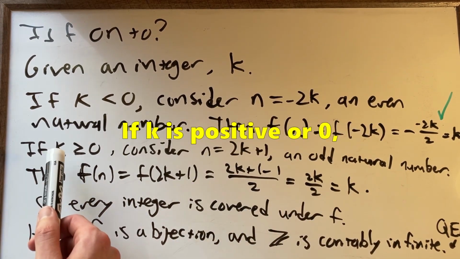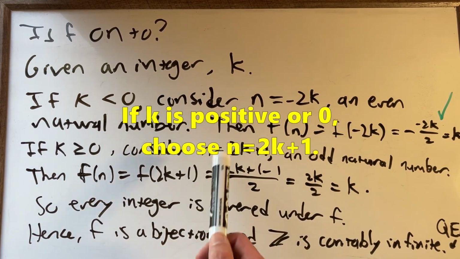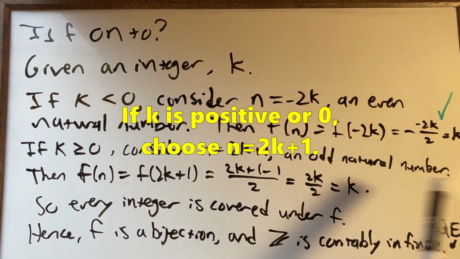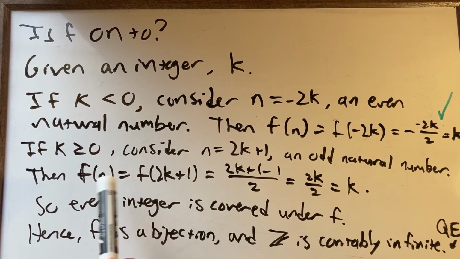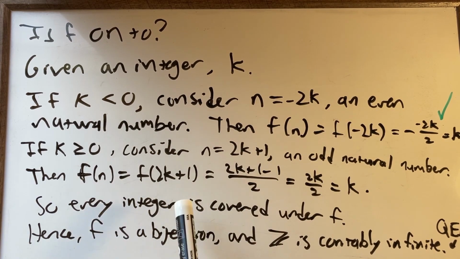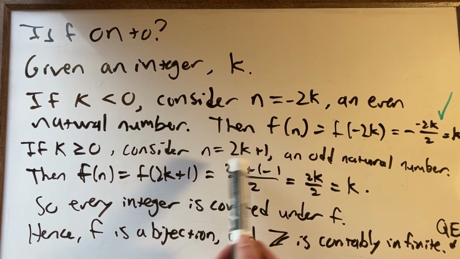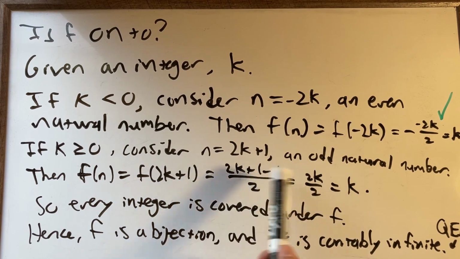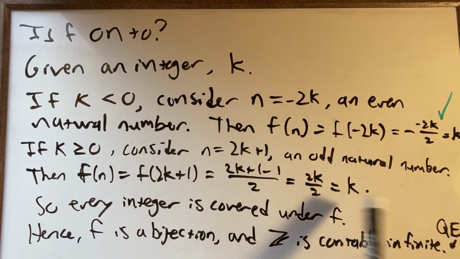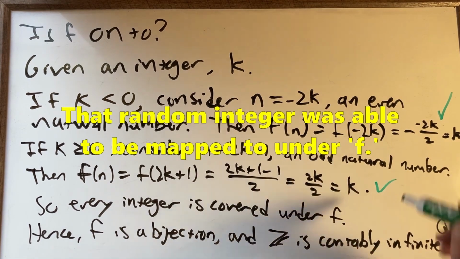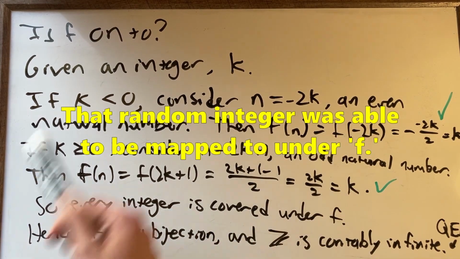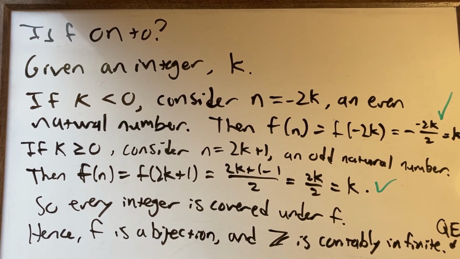And similarly, if k is positive or 0, then consider n equals 2k plus 1, which is an odd natural number. Then f of n, which is equal to f of 2k plus 1. Well, that's the bottom case, which means we're plugging it in here. So we get 2k plus 1 minus 1 over 2. Again, the plus and minus 1 cancel, and the 2's cancel, and you're left with k. So once again, we've shown that that random integer can be mapped to under f. So everything's covered. Every integer is covered under f. So it's onto. And therefore, since we've shown that it's 1 to 1 and onto, f is a bijection, and therefore Z is countably infinite, QED.